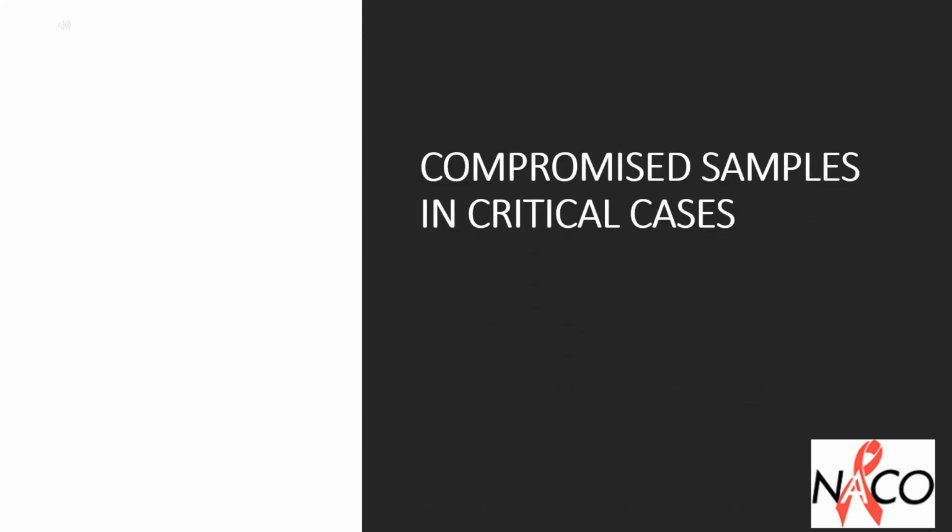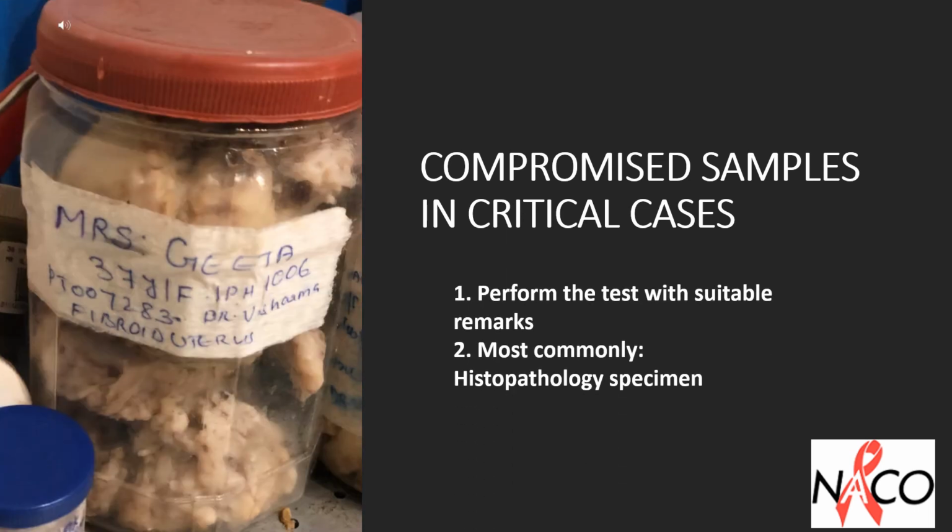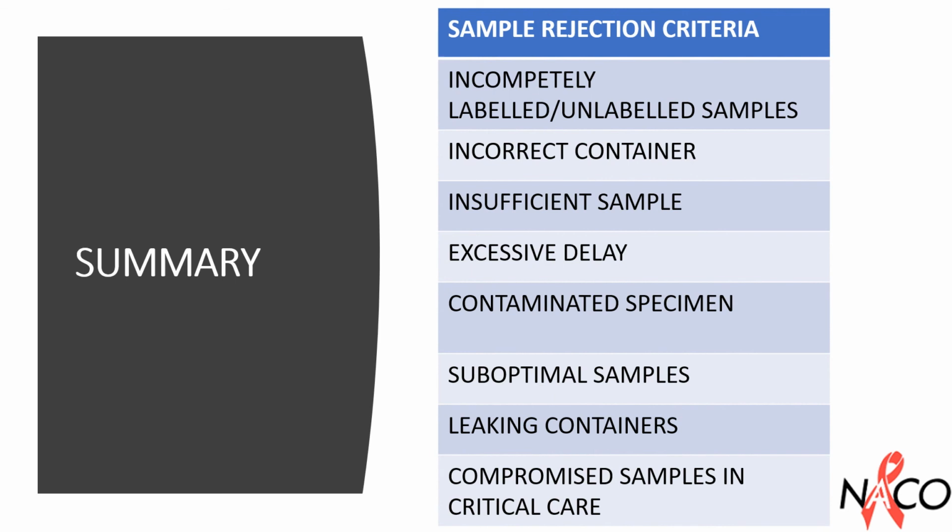In case of compromised samples, in critical cases where replacement of sample is not possible, the laboratory shall perform the test and release the reports with suitable remarks to the patient or the requesting physician. This applies particularly to histopathology samples with inadequate formalin and insufficiently sized containers. Therefore, adhering to sample rejection criteria in the pre-analytical phase of laboratory processes ensures quality testing for all specimens.